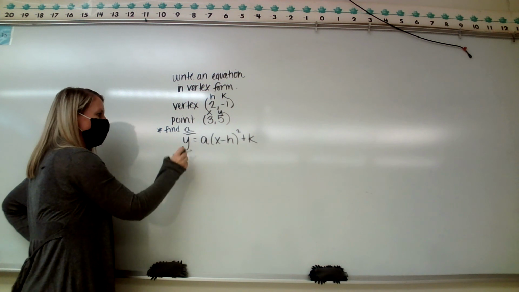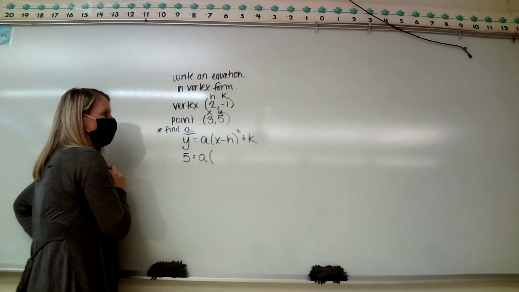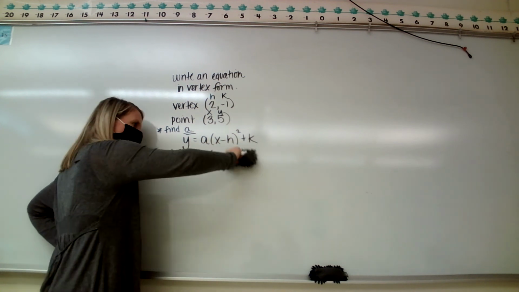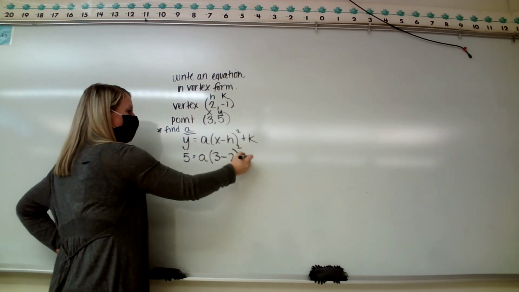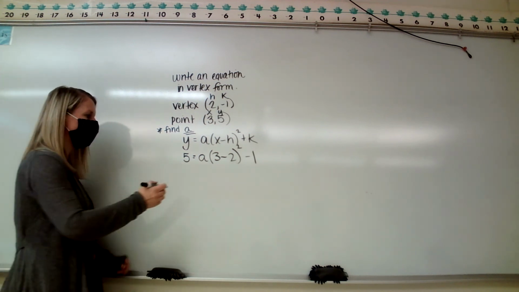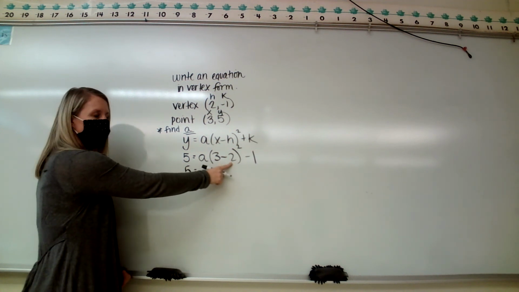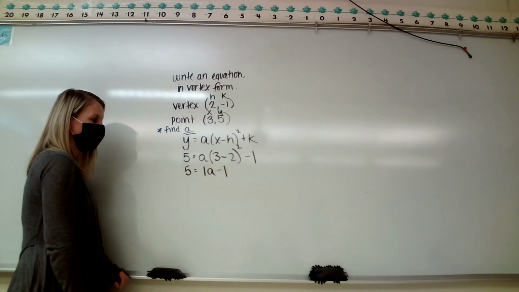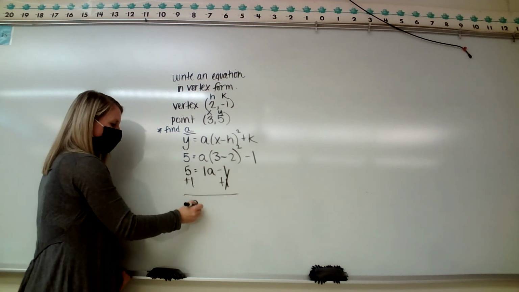For this specific point, we have 5 equals A, parentheses, X minus H, excuse me, I just said H, but I meant to say 2. 3 minus 2 squared minus 1. So we can solve for one variable, no problem. We just have a little bit of simplifying on that right side. 3 minus 2 is 1. 1 squared is 1. And I can solve for A by isolating it, where A is going to equal 6.